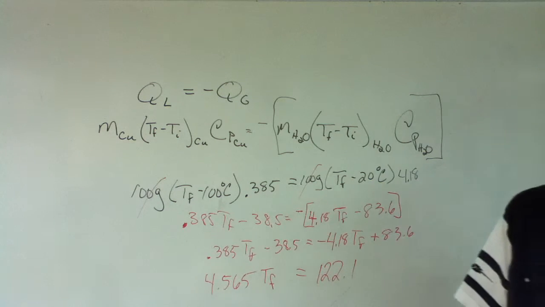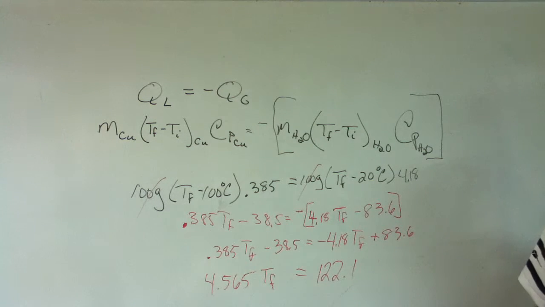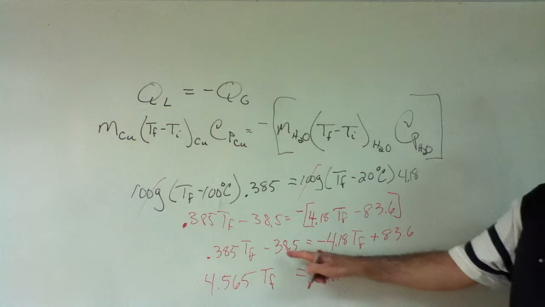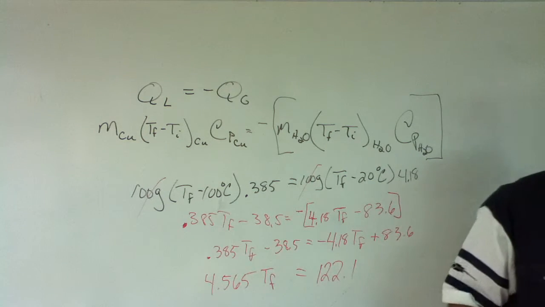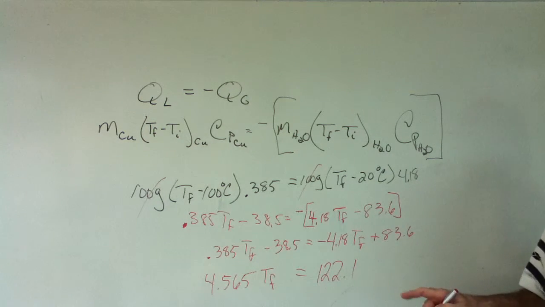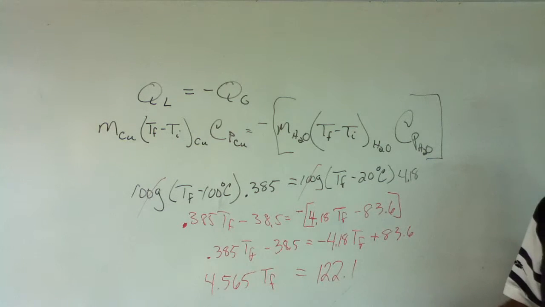122.1. Okay. But wait, one of them is a negative, so shouldn't one of them be negative? No, I'm making this over here, so it's going to be positive, right? Yeah, because once you move it to the other side, the negative becomes positive. You're just changing the signs and adding. Are you all right with that? Just a slight blip on the radar there?